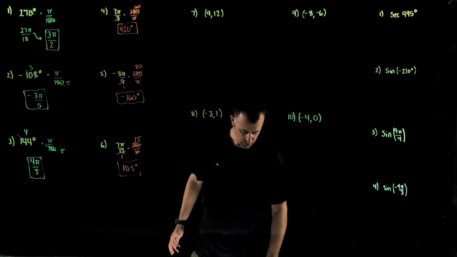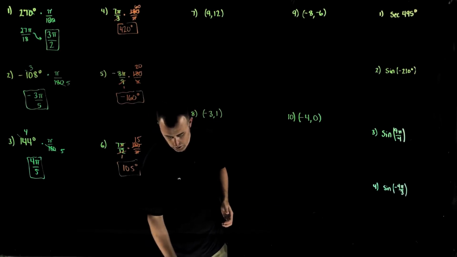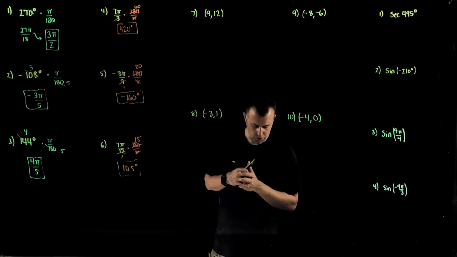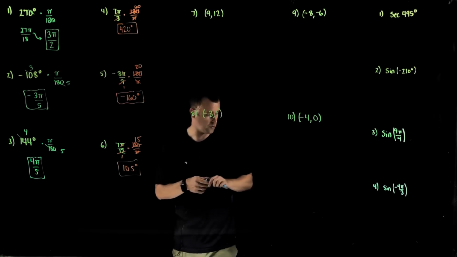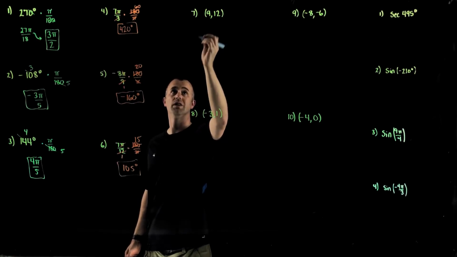Next up, number 7 through 10 are asking you to sketch a triangle, and then once you sketch it, find sine, cosine, tangent, all those ratios and all that good stuff. So we need to draw some triangles here. So anyway, the first one, we have the point 9, 12.